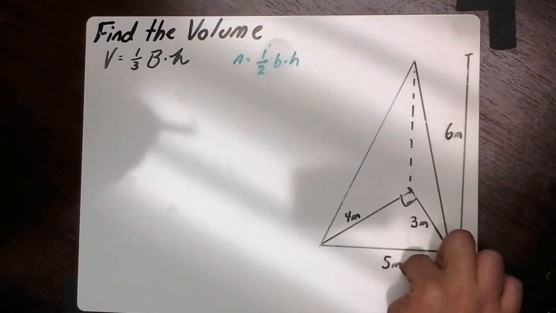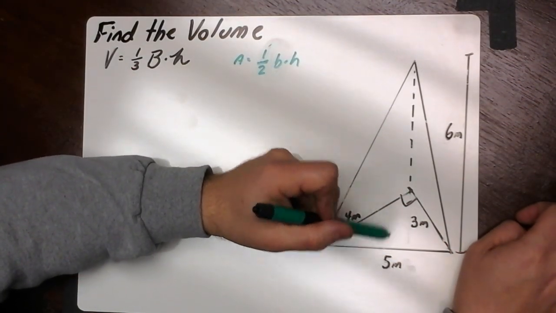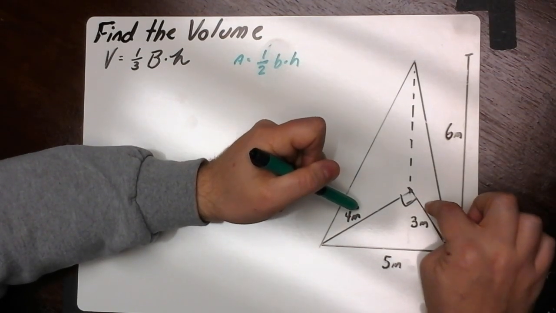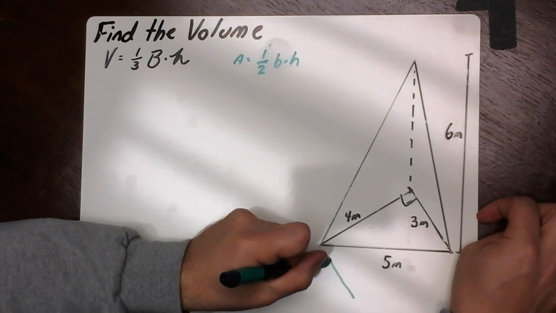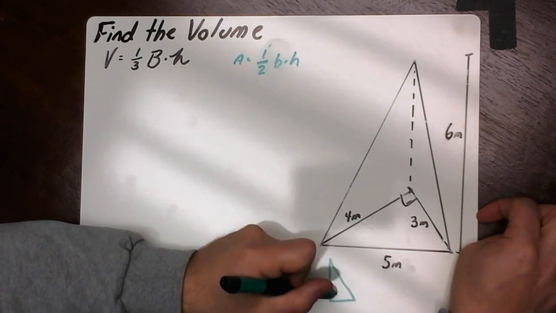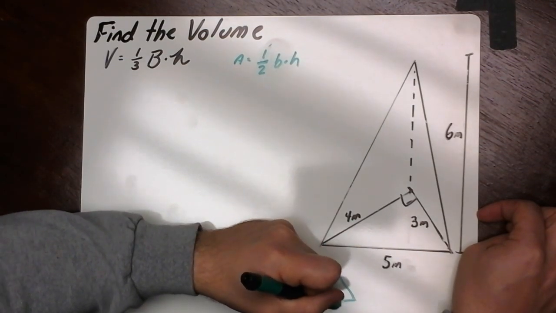Because that's the hypotenuse of a triangle. I know that because it's across the right angle. So here's my base and my height. So if I took this and redrew it, I'm going to do that for you. You don't have to do that. It would look something like that.